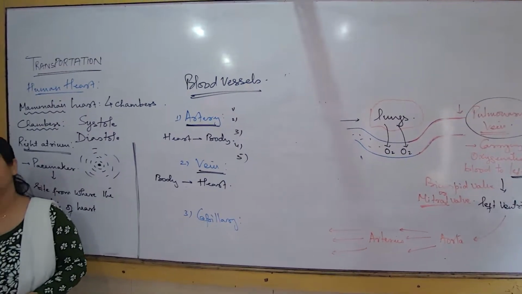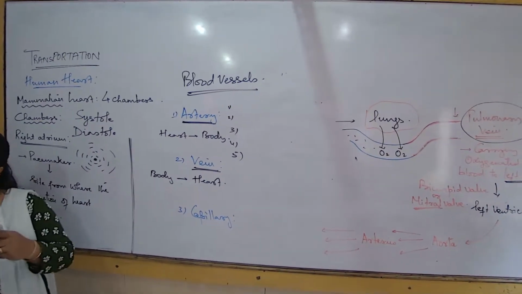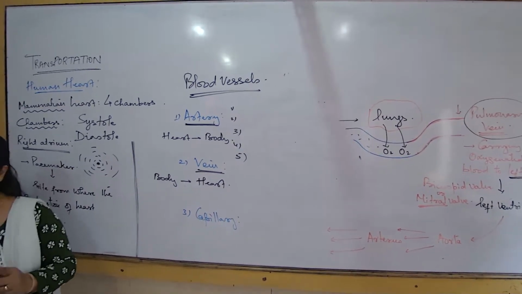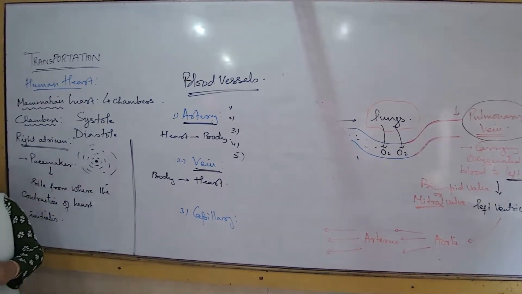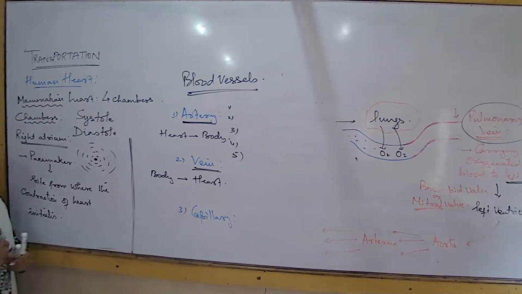Also, you said that pulmonary vein and artery are exceptions. The exception is in the nature of the blood that they carry. The direction of flow is the same. What type of blood they are carrying? Only there is the exception. So what will the second difference be?